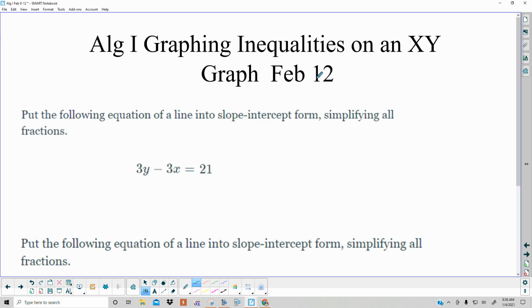Hello everyone. So this is for the February 12th assignment, and what I need to do is remind you guys how to write something in slope-intercept form.